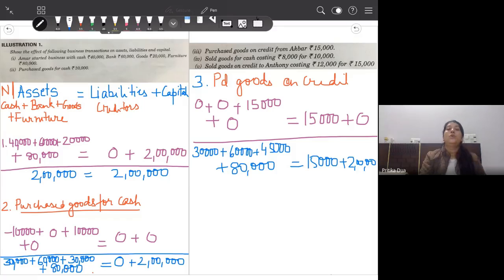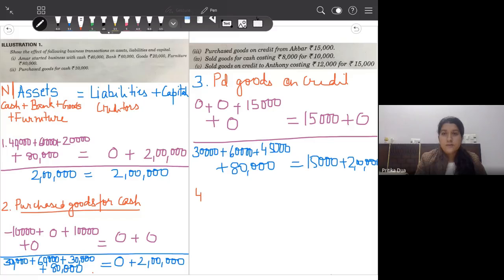Okay, so the total of both the sides we check again is coming to 2,15,000. So after your third entry, the accounting equation is being verified. So this means you have made the entry correctly. Any question you can ask, else we'll proceed to the fourth transaction. So this is clear, I believe, to everyone.